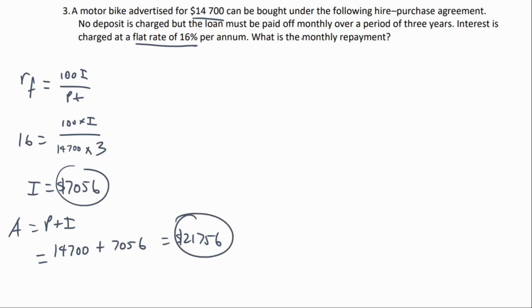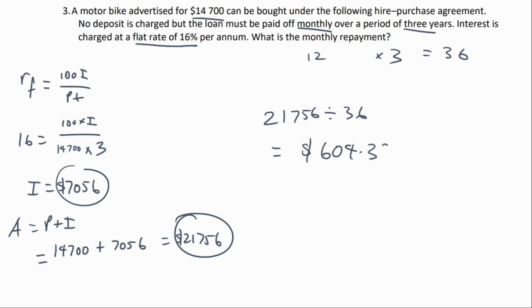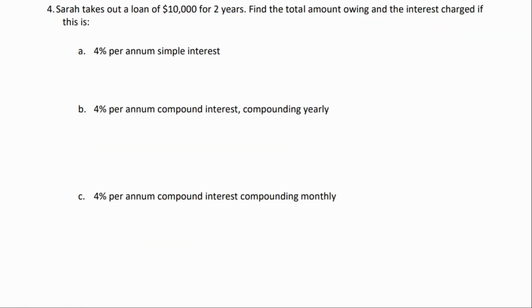Once you've got that, you can just divide it by how many payments she makes. So she makes monthly repayments over a period of 3 years. So that means she pays 12 times a year for 3 years. So she's going to make a total of 36 payments. So to find out how much each monthly payment is, all you do is $21,756 divided by 36. And if you work that out, you'll find out that she makes payments of $604.33.